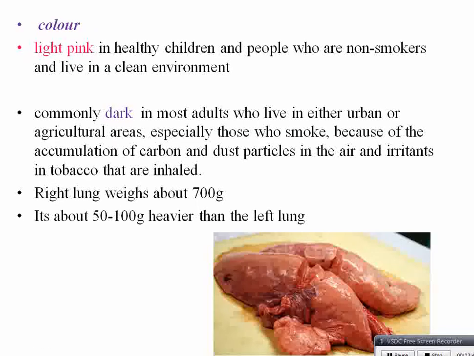Now the color is light pink, as we can see in the diagram, in healthy children and people who are non-smokers and live in a clean environment. Whereas it is commonly dark in most adults who live in urban or agricultural areas, especially those who smoke. That's because of the accumulation of carbon and dust particles in the lungs, and also the irritants seen in the tobacco that is inhaled. The right lung weighs about 700 gram, whereas the left lung is a little lighter than the right one, almost 50 to 100 gram less.